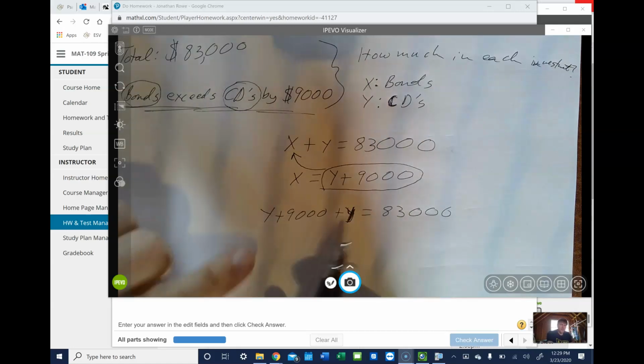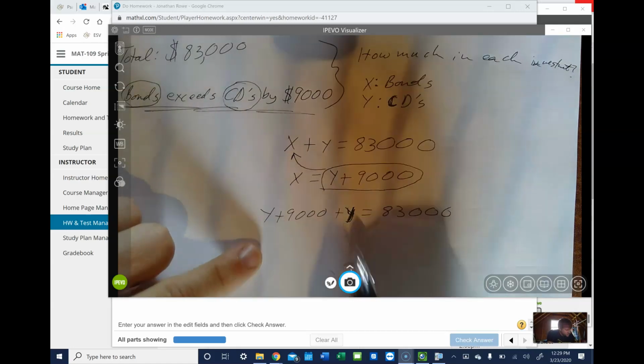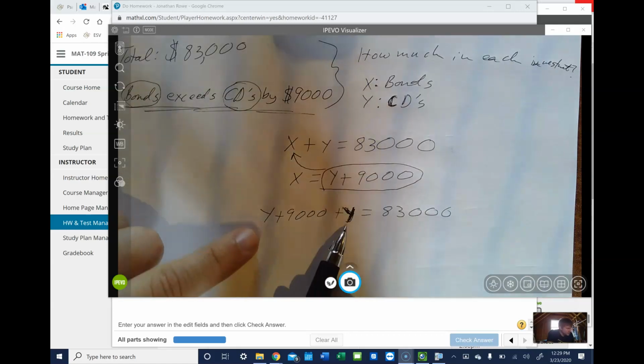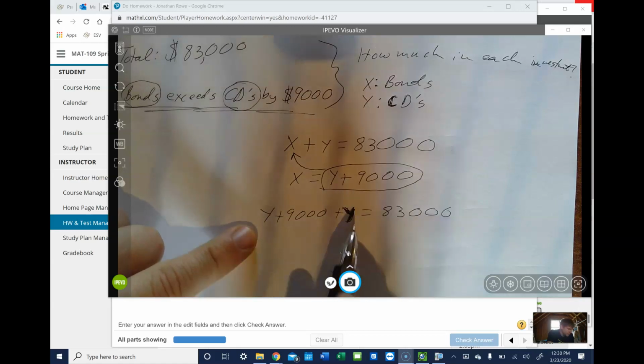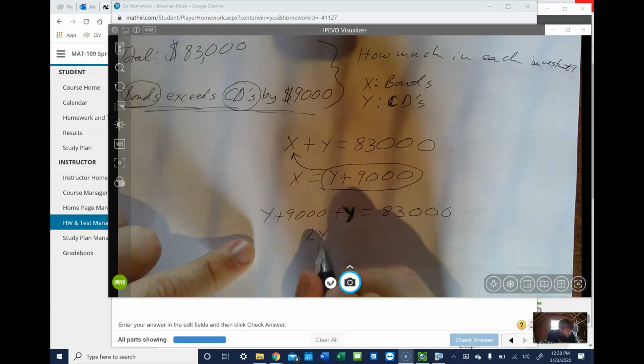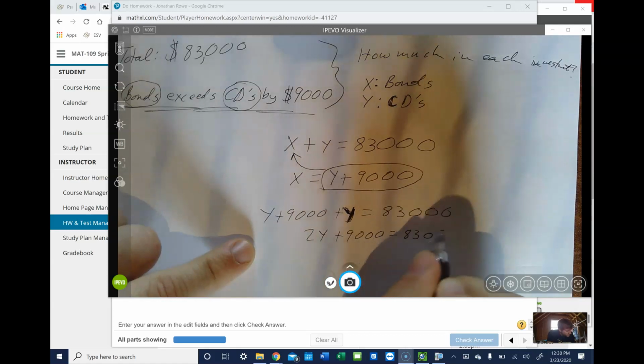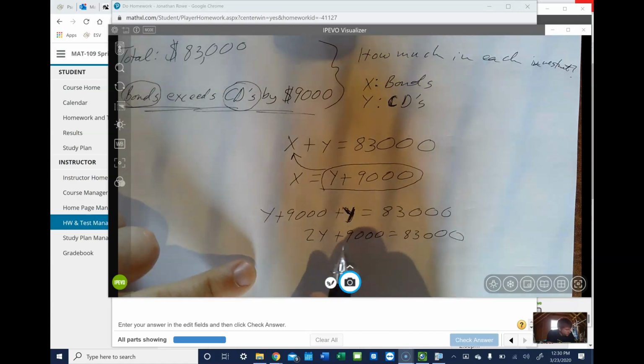So now I don't have two variables in this equation. I just have one. Sorry for my bad handwriting. I just have Y, and I can combine them. The Y and the Y can go ahead and combine and make what? 2Y plus 9,000 equals 83,000. Now just solve for Y. Move the 9,000 over, divide by 2.